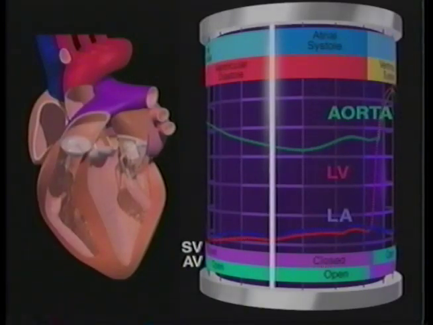Let us consider a complete cycle for the left side of the heart. Chamber pressures and volumes can be shown on a graph. Here, the red line traces the pressure inside the left ventricle. The green line shows pressure in the aorta. And the blue line traces the pressure within the left atrium.